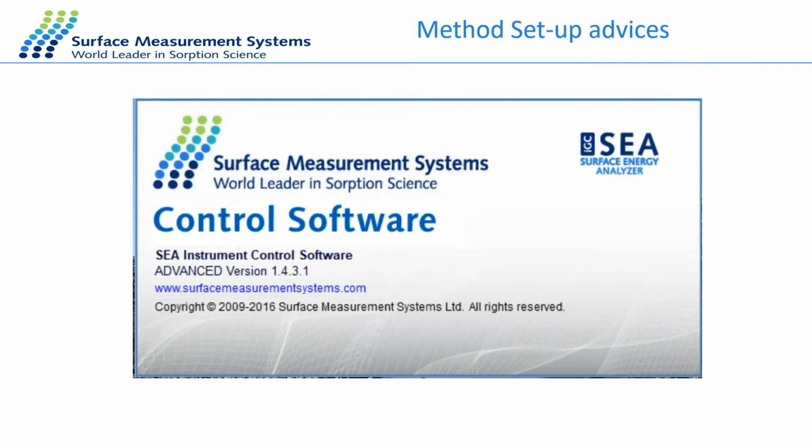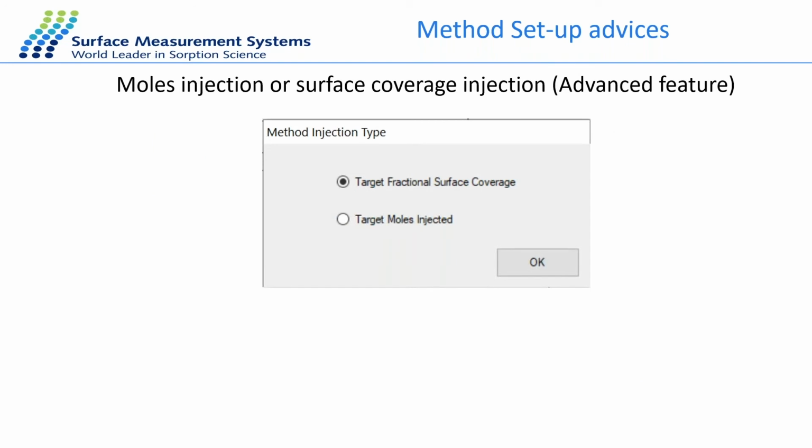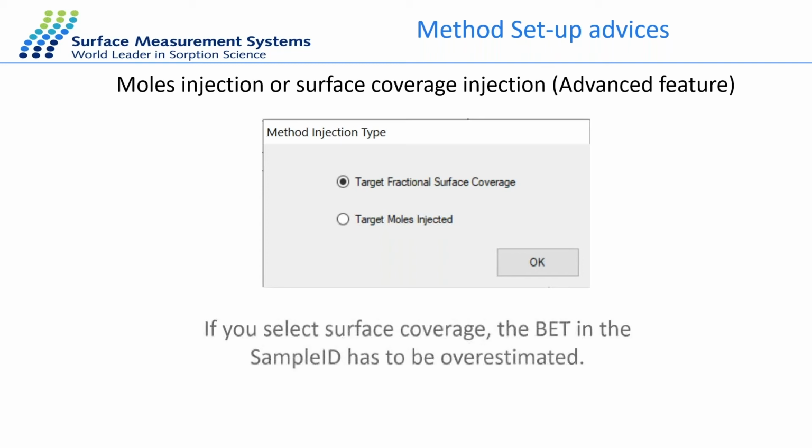And now I'd like to share with you some practical advice on how you can set up a method in our software, so in our control software. When you create a method, there are two different injection options if you have the advanced software. You can inject in surface coverage or in moles. I usually select the surface coverage injection. It's much easier to work with.